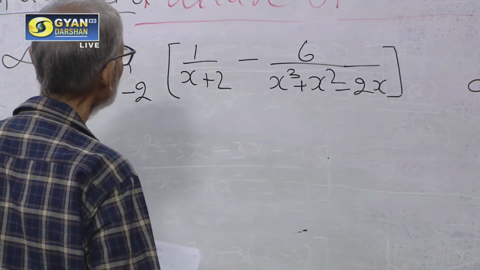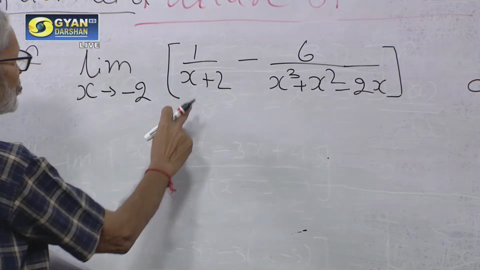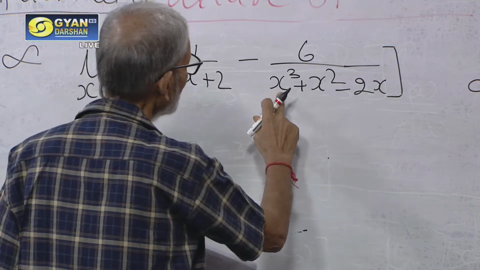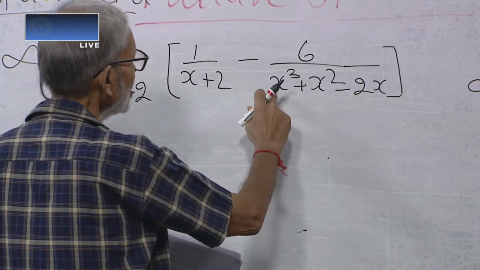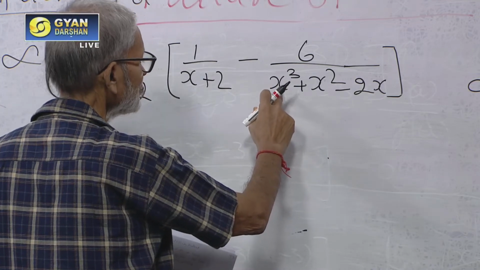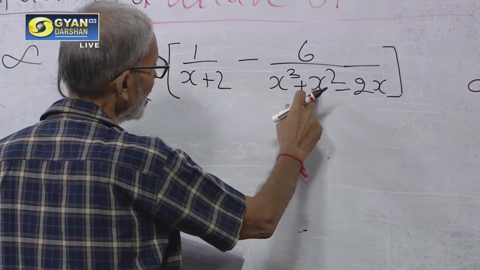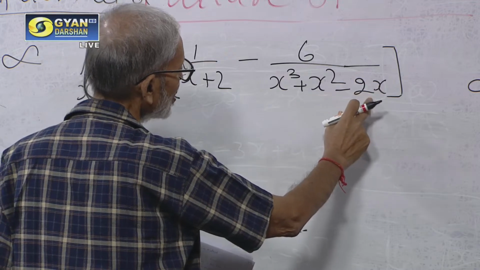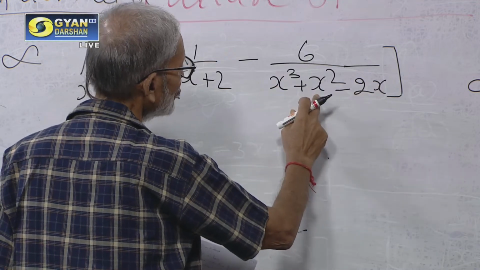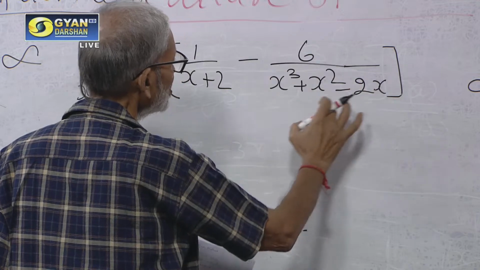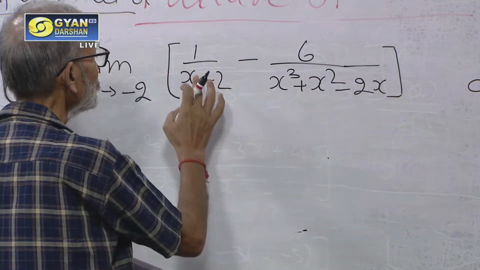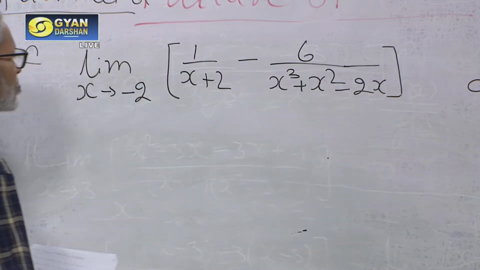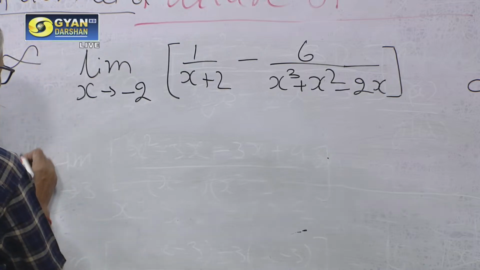If we put direct substitution method, x is equal to minus 2, so this will become infinity. Again put minus 2 at x in the denominator, so it will become minus 8 plus 4 plus 4, so this will become 0. So this whole term will become infinity. So infinity minus infinity, the direct substitution method fails. So we will take LCM here also.